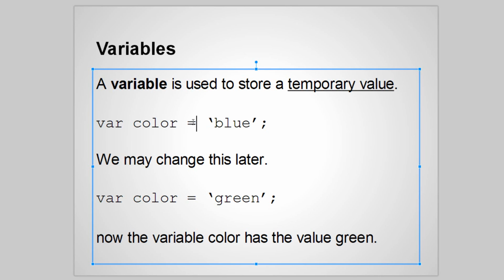And then we assign a value. This is the assignment operator, or an equal sign. We'll get into that in future videos. And we're going to assign it the value blue, the string blue, in single quotation marks. And then we end the entire line with a semicolon. And we may change this again later. So for example here, we changed color to equal green. And now it has a different value.